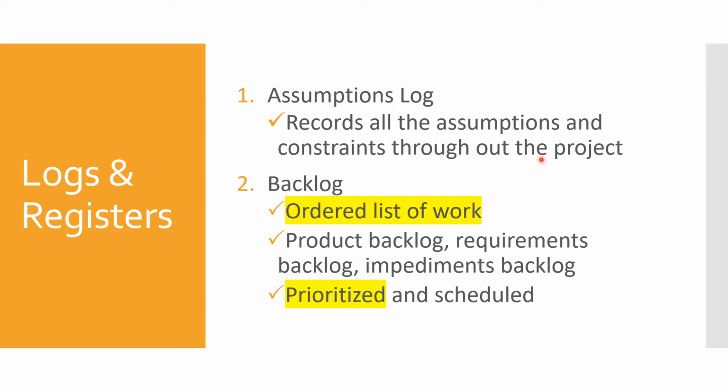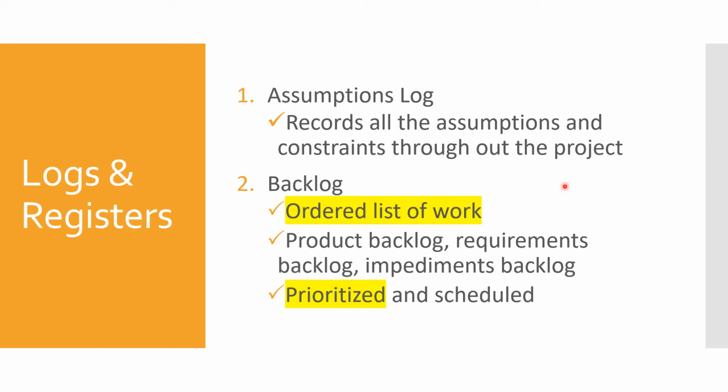Let's start with the assumptions log. The assumptions log is a record that captures all the assumptions and constraints throughout the project, right? You might start with a lot of assumptions and constraints during project planning. So assumptions and constraints are predominantly visible and get logged during the initial phase of the project, and they get updated throughout the project, right? That's very important.